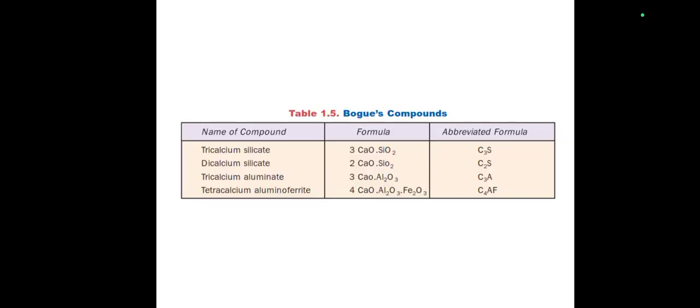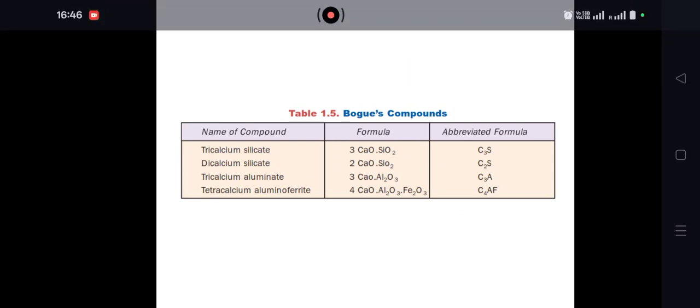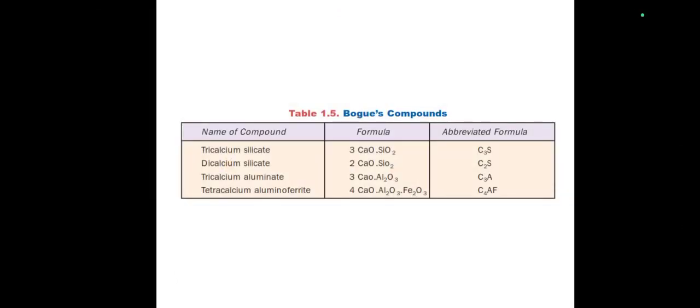In that clinker, there will be some Bogue components: tricalcium silicate, dicalcium silicate, tricalcium aluminate, and tetracalcium aluminoferrate. These four Bogue components will be there, so you can identify them easily. Calcium means lime, silicate means clay, so both have been fused and combined. They are denoted C3S, C2S, C3A, and C4AF respectively.